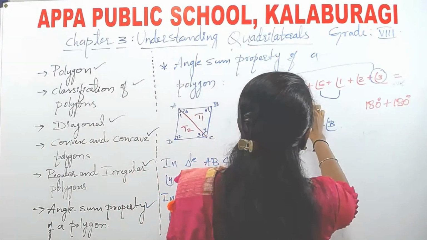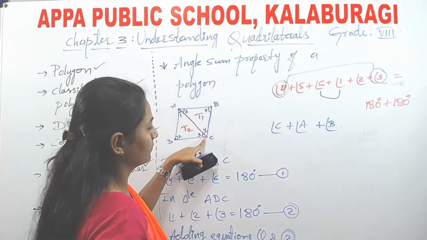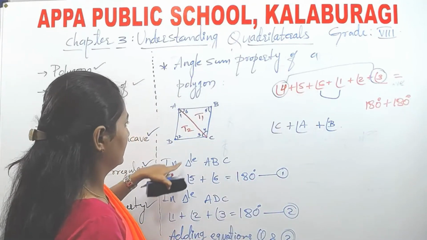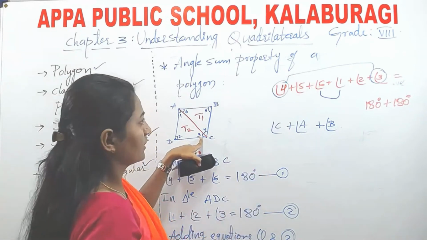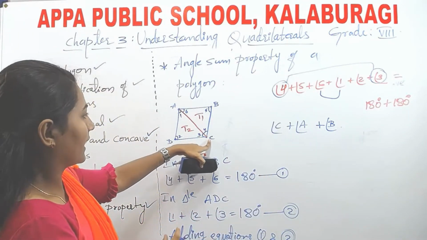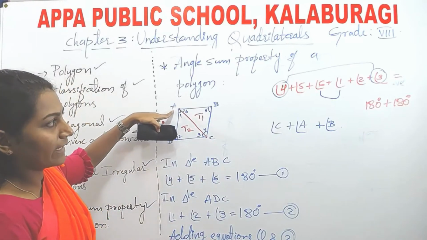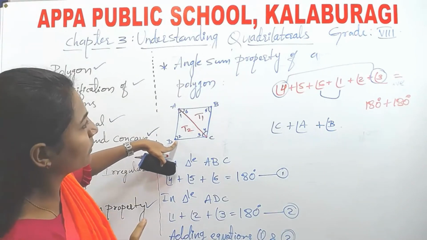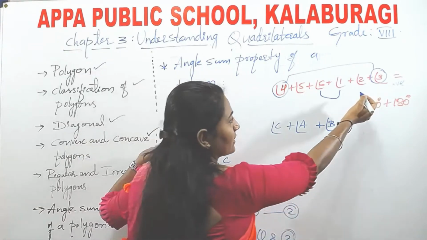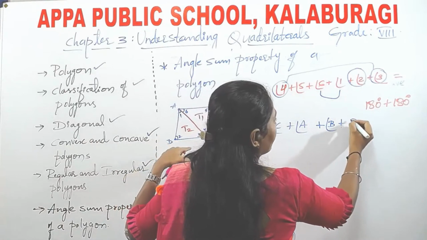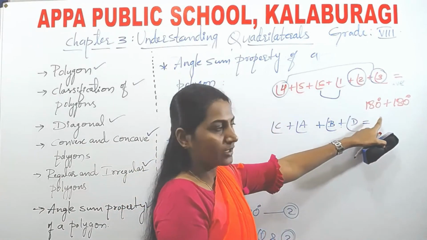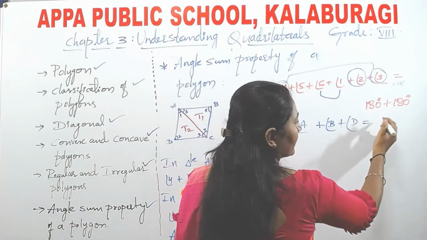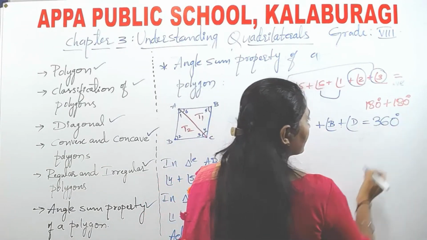Sorry, this would be angle 4 plus 3, so we got angle C, and angle A would be angle 1 plus 6, and angle D would be angle 2. Here you can see you are left with angle 2, which is angle D. This is equal to, in the RHS, 180 plus 180, which was 360 degrees.